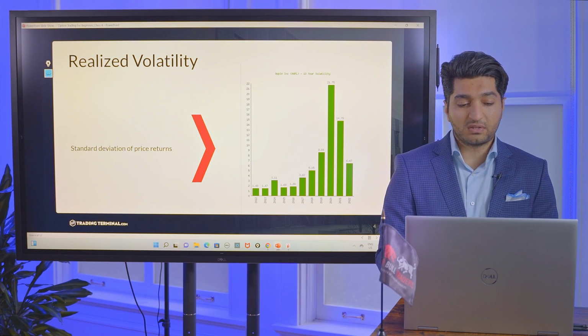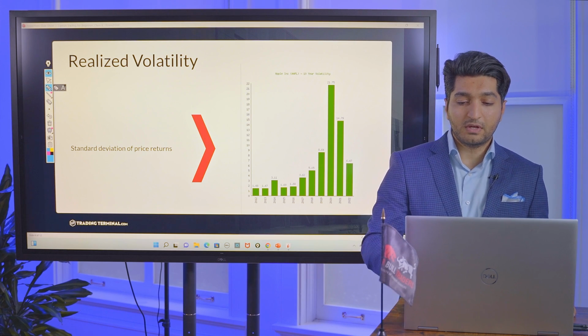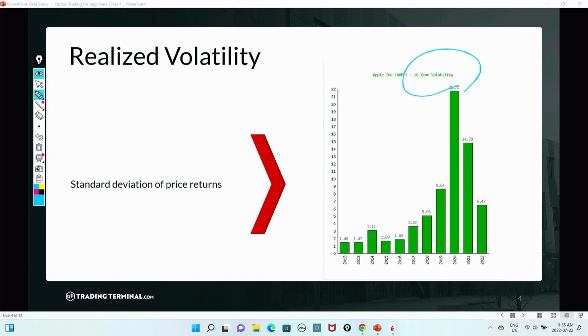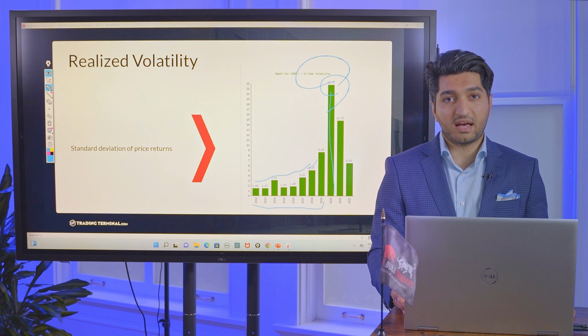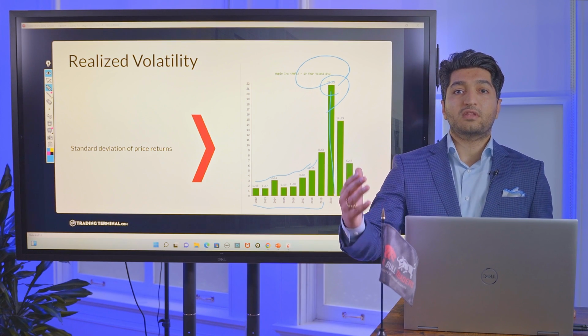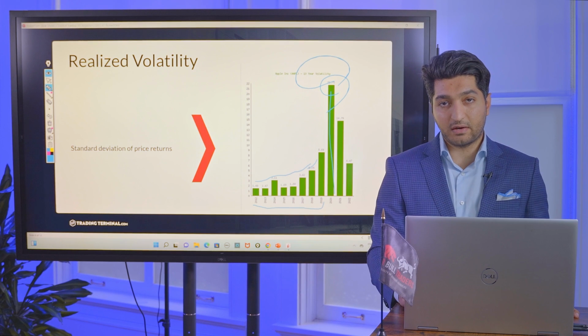The definition of realized volatility is basically the standard deviation of price returns, but let's not overcomplicate things. It's basically telling you how much a stock is expected to move. So a 10-year volatility history of Apple shows you very low volatility years from 2012 to 2019, which, by the way, Apple stock did really well. And then in 2020, all of a sudden, 21.75% volatility. Can we remember something crazy that happened in 2020? Of course, it was the COVID crash and the lockdowns. So that just shows you that the return of Apple was volatile and moved by 21% throughout that year.